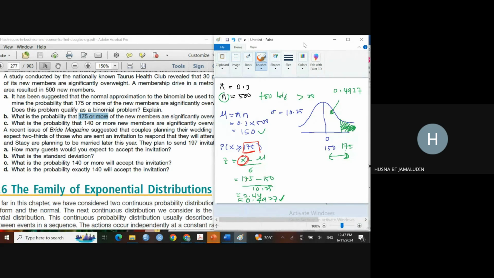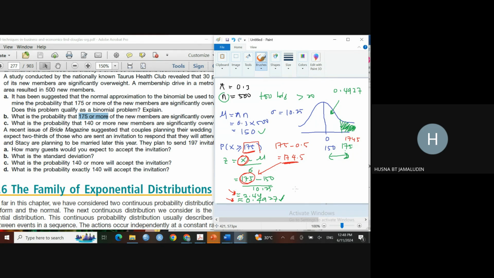I've done it somehow, but later on I realized. So you take this 175 minus 0.5. What is it? Is it 174.5? Yes. So this is your x value. You have to change this 175 into 174.5. Although the area is the same, when you apply this here, you will get a different answer. So please change this 175 into 174.5. Then you will get a different z value and a different probability value.